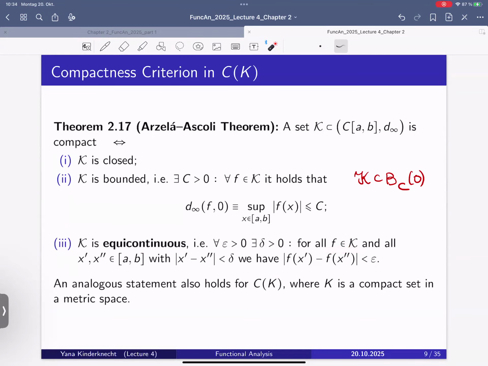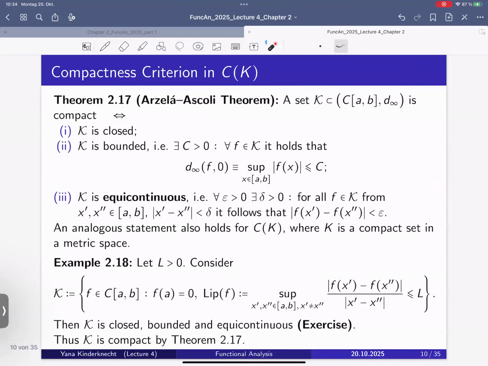Okay, so this is the statement of the Arzelà-Ascoli theorem. An analogous statement holds also for the more general case of continuous functions defined on a compact, a metric compact, that is a compact set in some metric space. My plan is to prove this theorem because it is not that difficult and somehow instructive. So let us start. But before we start the proof, an example.